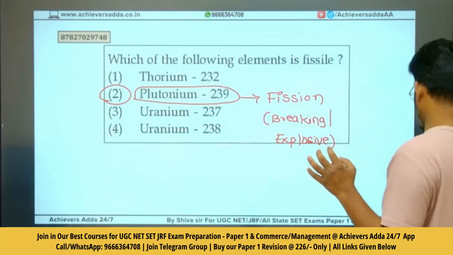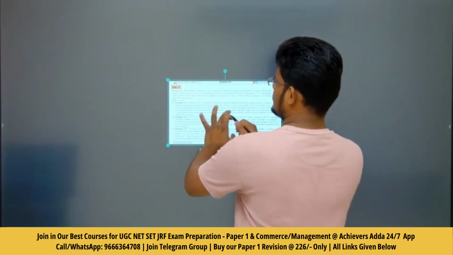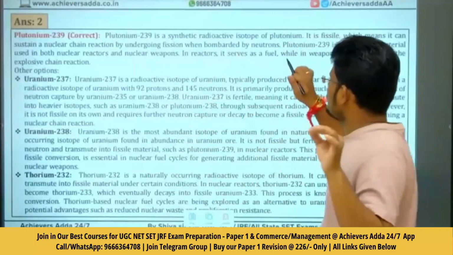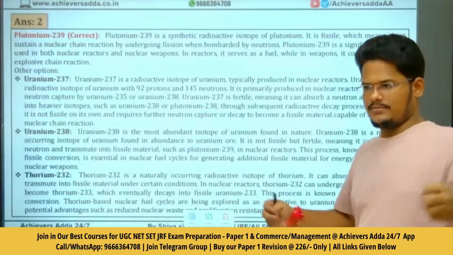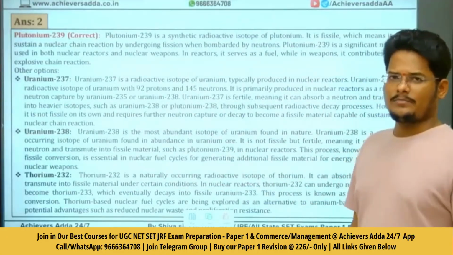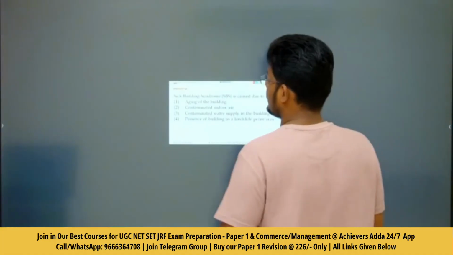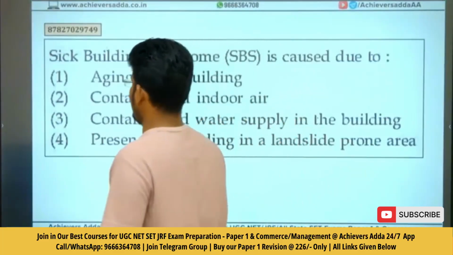That is plutonium-239. It's a significant material used in both nuclear reactors and nuclear weapons. So it serves as a fuel, while in weapons it contributes to the explosive chain reaction, meaning to break down all particles of plutonium, uranium. This will be used. Generally, plutonium-239 is a breaking one, the explosive one.